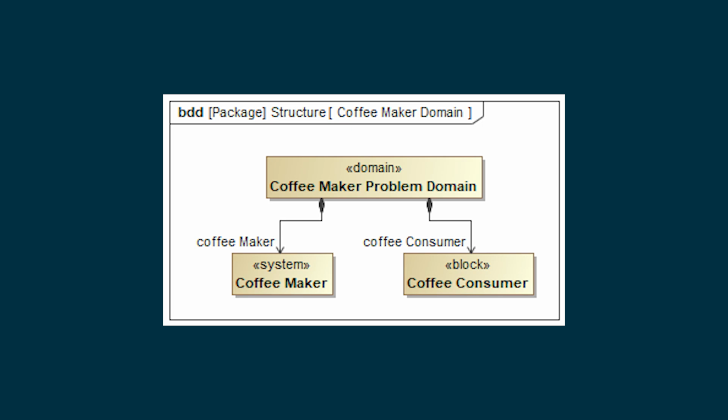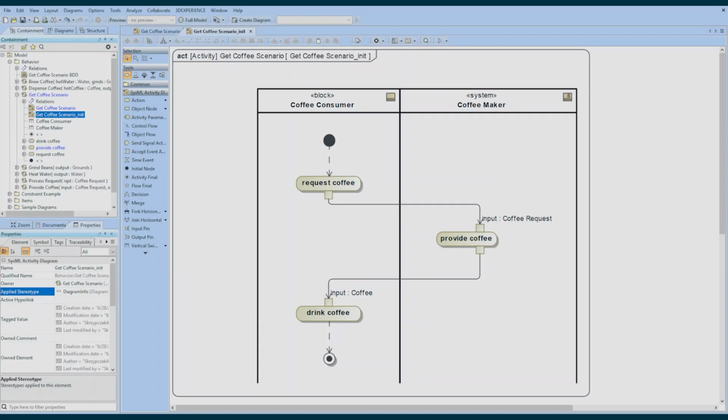In this example, the domain only has a coffee consumer and a coffee maker. Next, we'll model a scenario where a consumer requests coffee from the coffee maker and provides it in response. For this, we'll use partitions to indicate who does what in this scenario. The consumer makes the request and the system provides coffee. These are all call behavior actions right now with no behaviors being called.